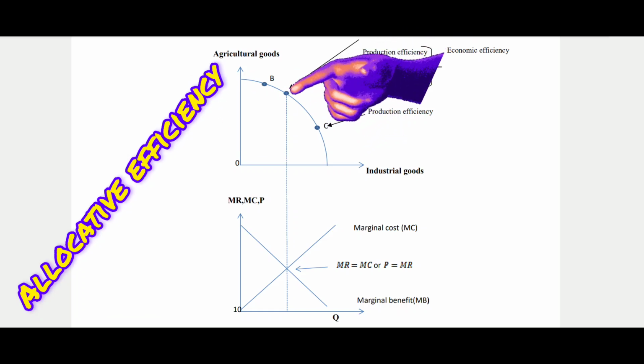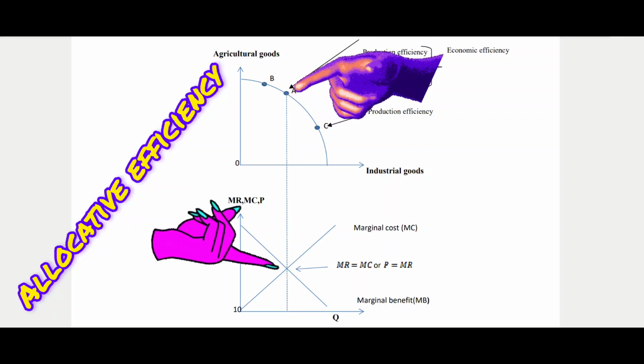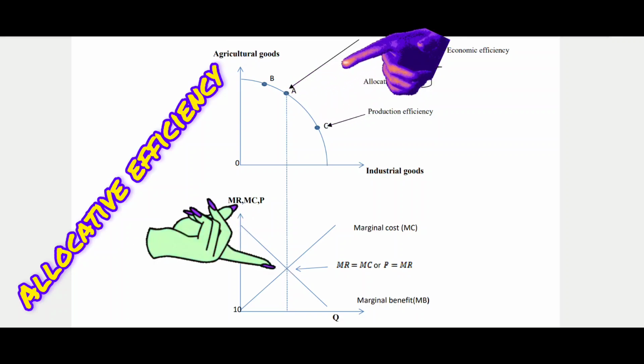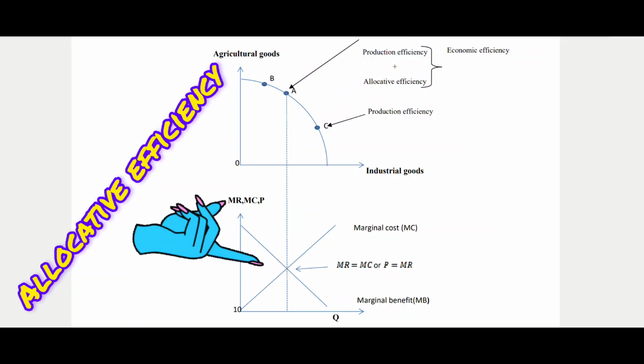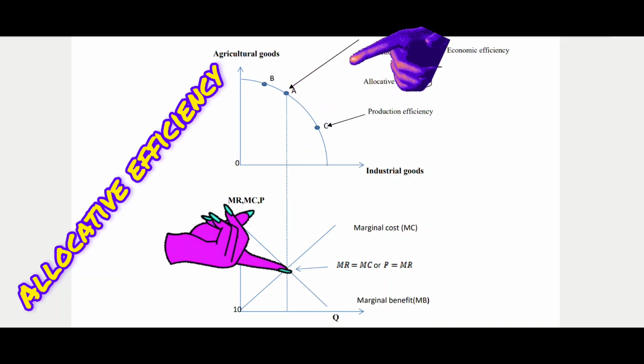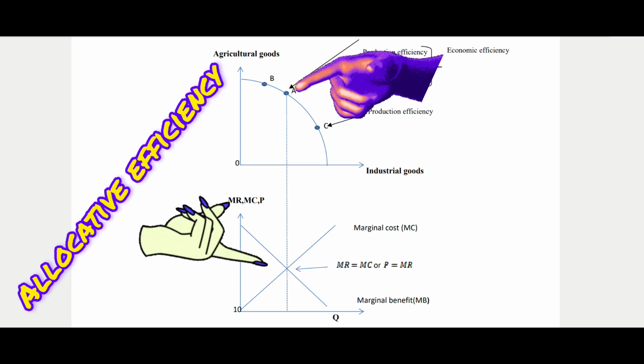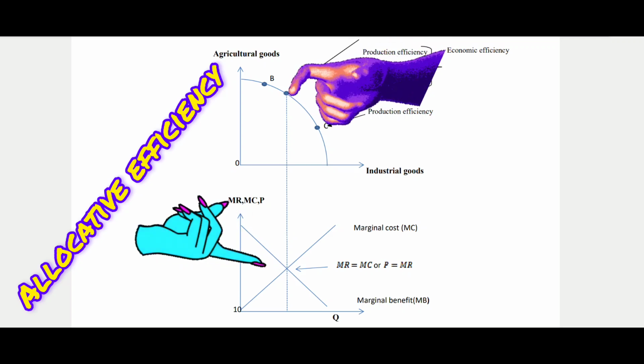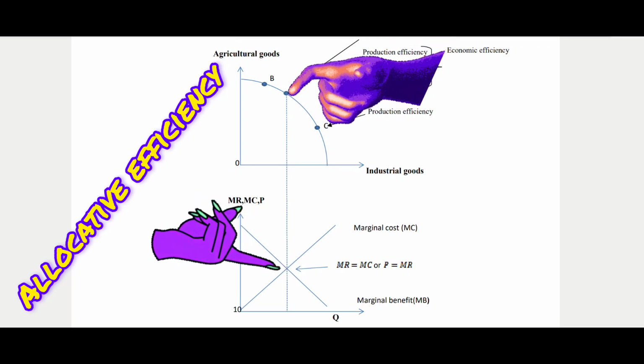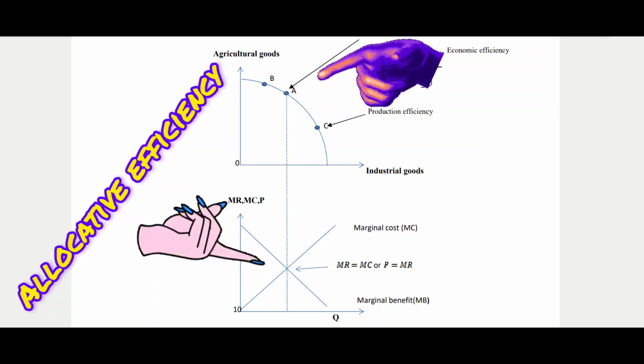Allocative efficiency means distributing resources according to society's preferences. The condition for this is when price equals marginal cost, or P equals MC, or marginal cost equals marginal revenue, or MC equals MR. Allocative efficiency is shown by only one point on the PPF.